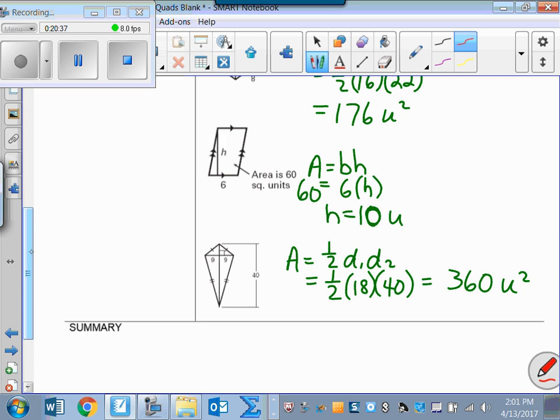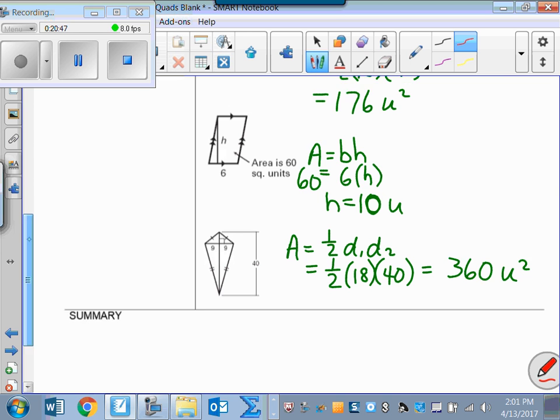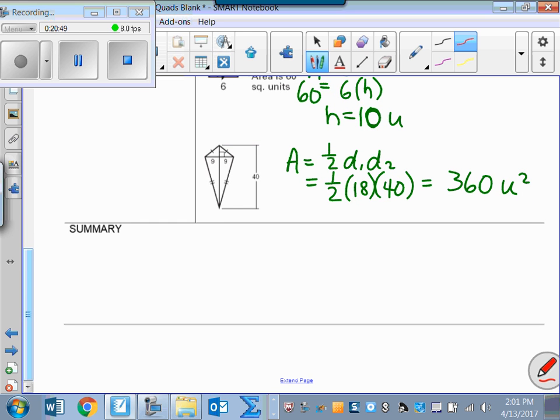We've got a parallelogram here. The height we're trying to find, we know the base is 6, the area is 60. So I simply have to divide 6 into 60 and get 10. And then finally, we do have a kite here. We're using our formula for area, that is 1/2 D1 D2. And the short diagonal is 9 plus 9, which is 18. The long diagonal is 40. And 9 times 40 is 360 units squared.